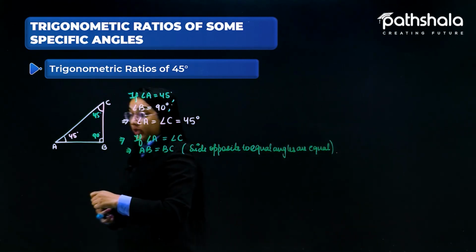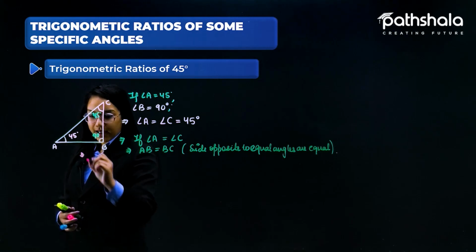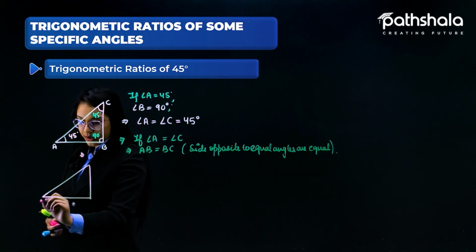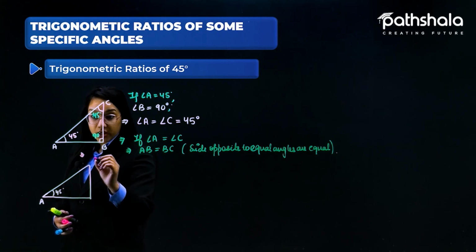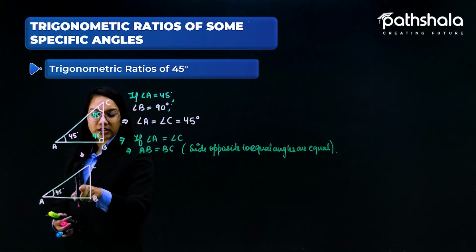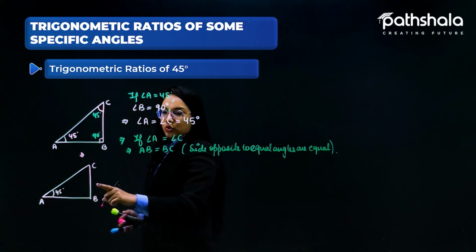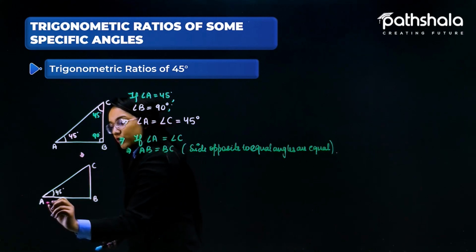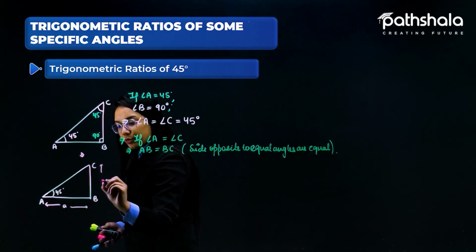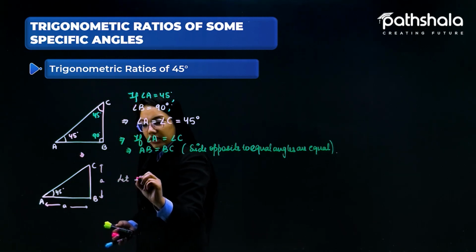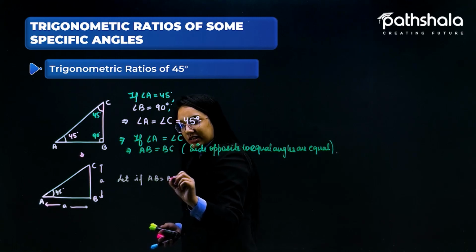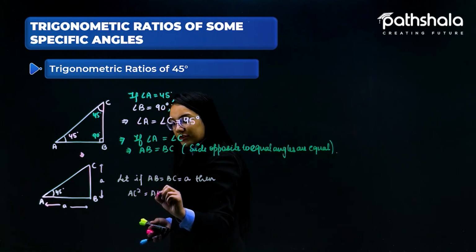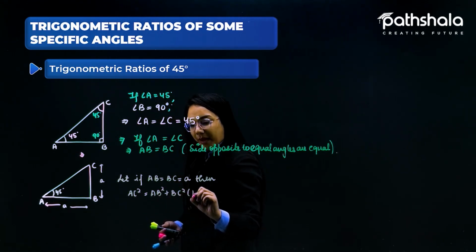Now let us suppose I'm making this triangle again, because we are working on the angle A only, that's why I'm taking this particular angle as 45 degree only. Let us suppose this is C, this is B. So I'm considering this figure now rather than the previous one. We have AB equal to BC. Let us take this side as A and this side as A. Then if AB is equal to BC is equal to A, we can find AC using the Pythagoras theorem: AC square is equal to AB square plus BC square.